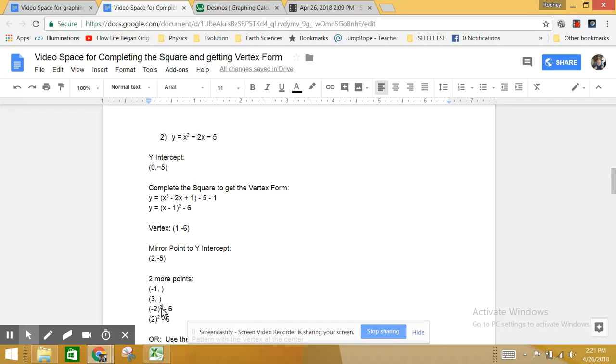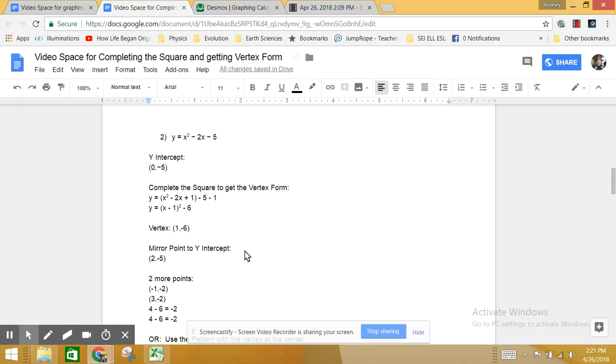Both of those are going to give me 4. -2 squared is 4. 2 squared is 4 also. So I'm going to end up, as you can see, with the same thing. 4 minus 6 and 4 minus 6, which is -2, and that's the same thing. So that's also -2. So my y value here is -2 again. And so now we're going to plot those points.